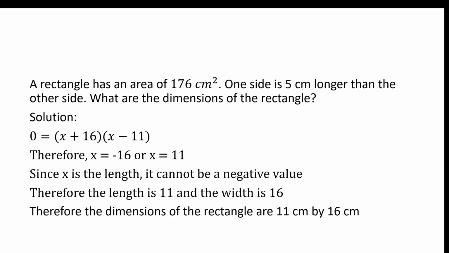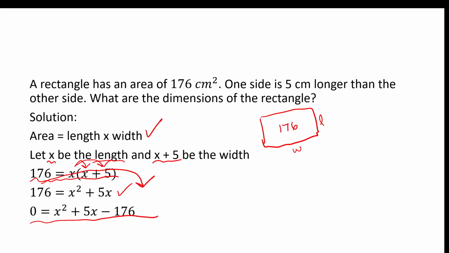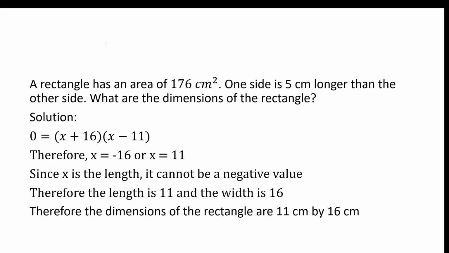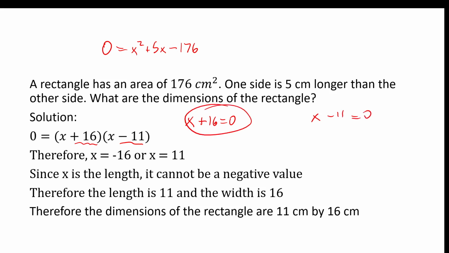Two numbers that meet that condition of adding to 5 and multiplying to negative 176 are positive 16 and negative 11. So 0 is equal to x plus 16 times x minus 11, meaning x plus 16 is equal to 0, or x minus 11 is equal to 0. If x plus 16 equals 0, x is equal to negative 16. And if x minus 11 is equal to 0, x is equal to 11.